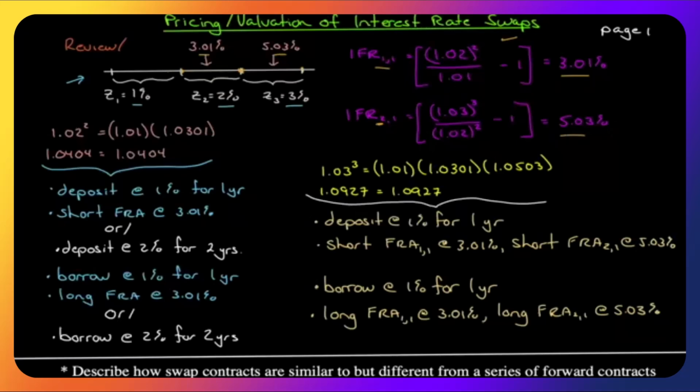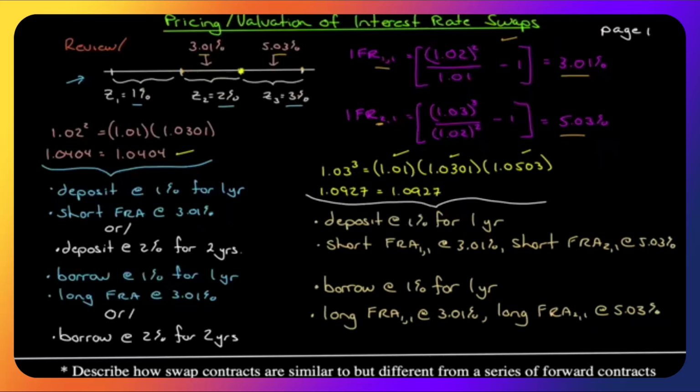And just to see that we would be indifferent here: if we have a single cash flow at this point in time, the spot rate is 2%. 1.02 squared is the same as 1.01 multiplied by 1.0301. We get the same thing. And for the 3-year rate, we can see the same thing. We can use the 1 period forward rates, 1.01 times 1.0301 times 1.0503, and it would be the same as 1.03 to the power of 3.